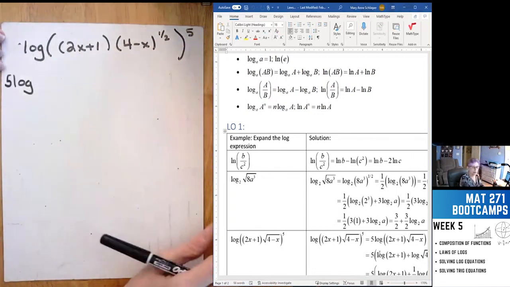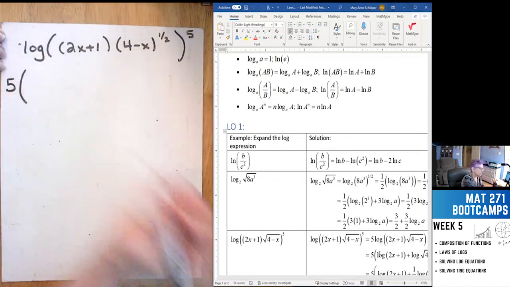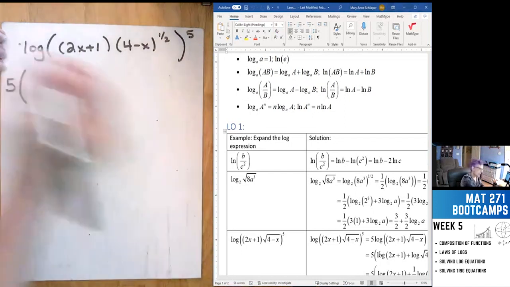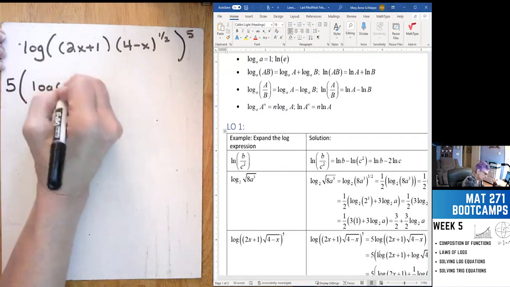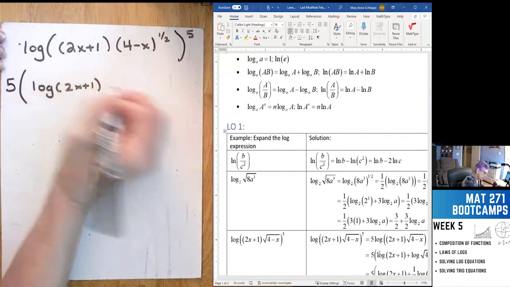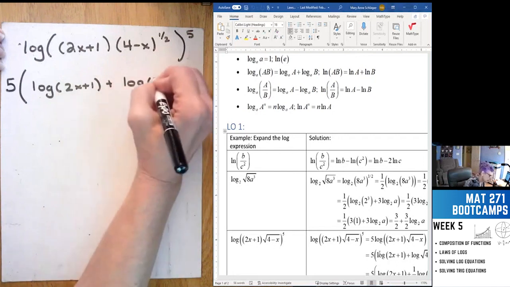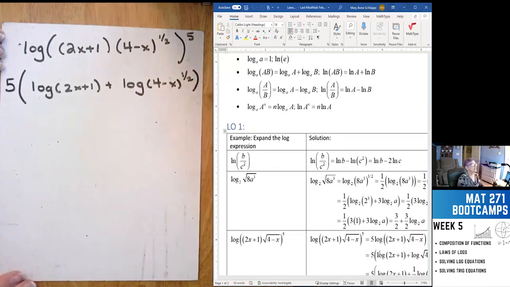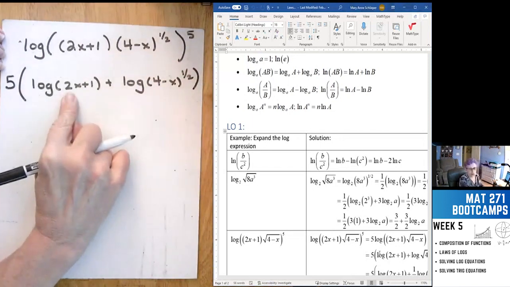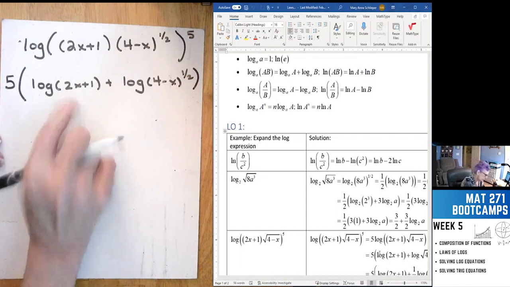Now I'm thinking you're probably getting pretty savvy at this by now. So let's go ahead and let the 5 fall down and divide this inside into 2 pieces. So I have log of 2x plus 1 plus log of 4 minus x to the 1/2. There is no rule for the log of 2x plus 1. You cannot divide that up into pieces. That is as simple as it gets.